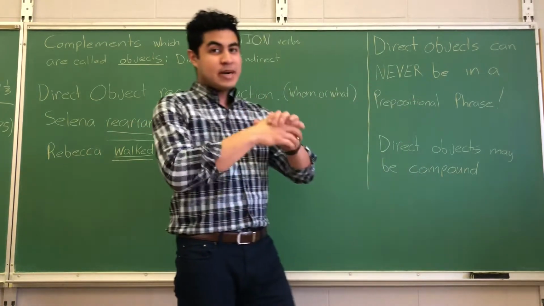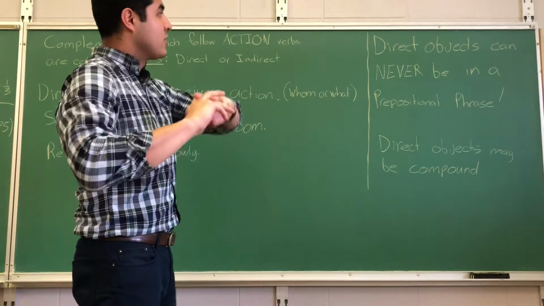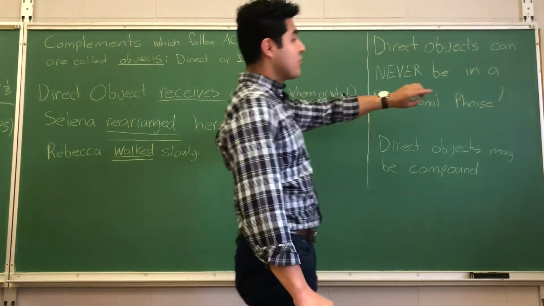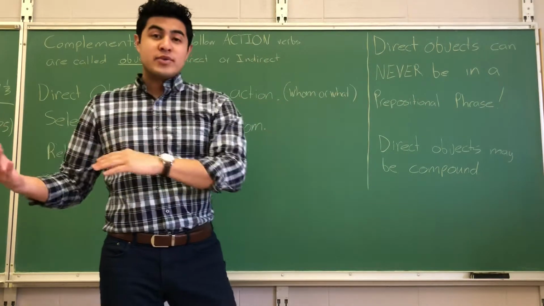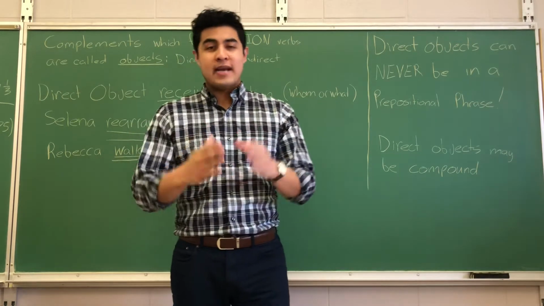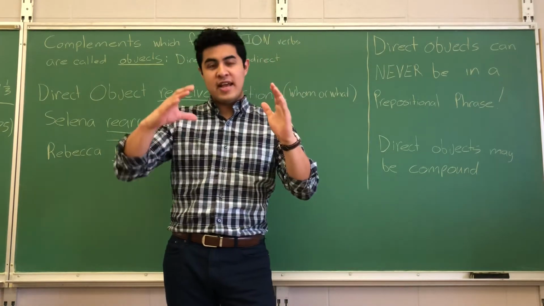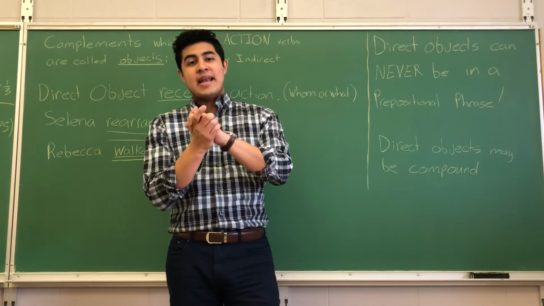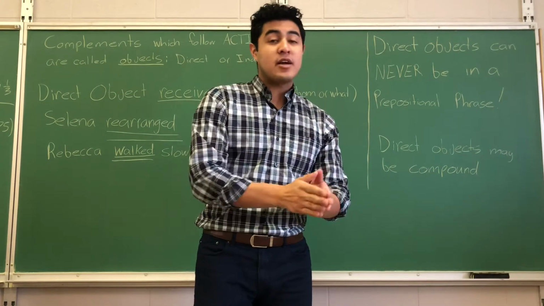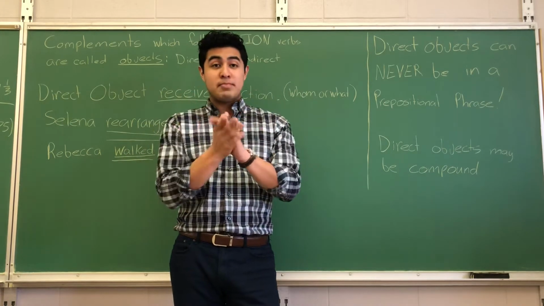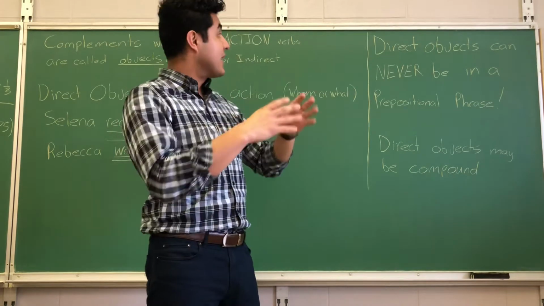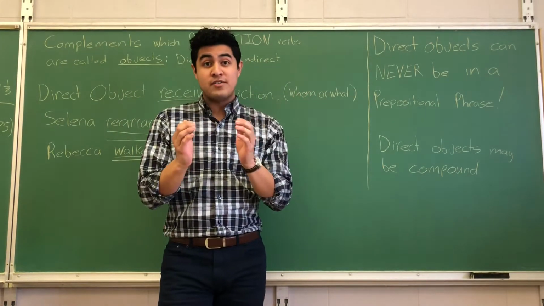A couple more things about direct objects and indirect objects. Direct objects can never be in a prepositional phrase. Whenever we were doing the review for the predicate nominatives, I kept repeating it over and over again. I kept showing you prepositions and prepositional phrases, and how the predicate nominative and the direct object can never be a part of that prepositional phrase, okay?